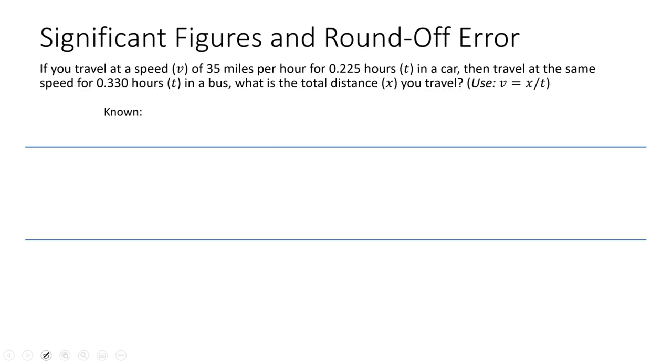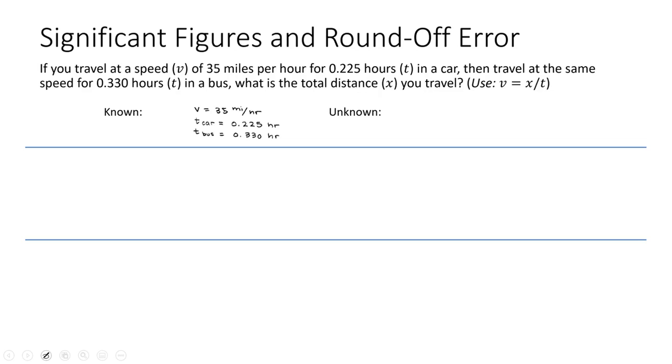So I write out my known quantities here. I have v, my speed, is 35 miles per hour, t car, and t bus. And then next, I also write out my unknowns. This is how I help myself remember what I'm actually solving for, because sometimes when you're in a really long problem, you can forget. It happens, I promise. It happens to me too, so don't worry.